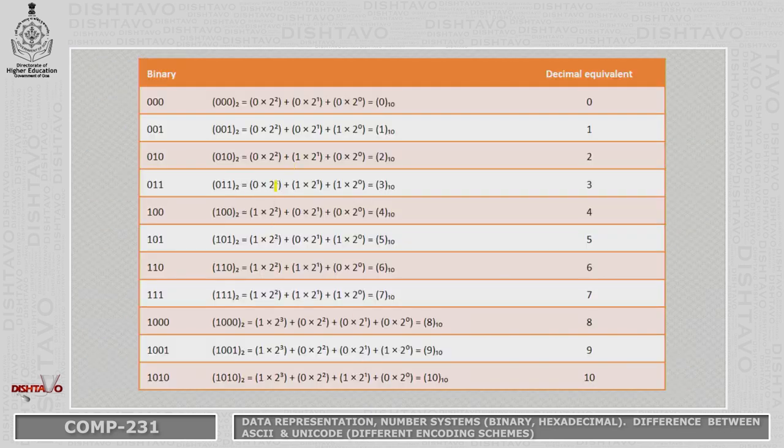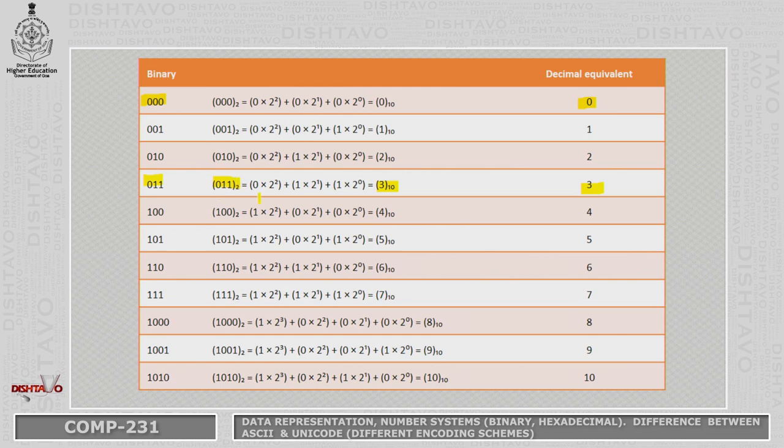So some conversion of binary into decimals are given here. Suppose 000 number is there in binary, we can convert only single 0 in decimal. So like 011 number in binary, we can convert number 3. So the conversion is given here, 011 to the base 2 is equal to 0 into 2 raised to 2 plus 1 into 2 raised to 1 plus 1 into 2 raised to 0 is equal to 3 to the base 10. Base 10 means decimal and base 2 means binary.